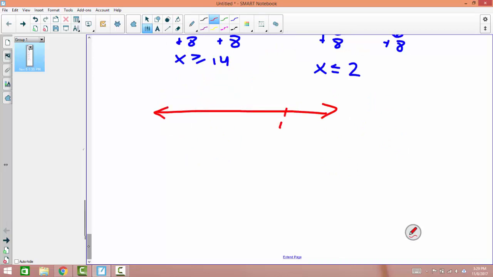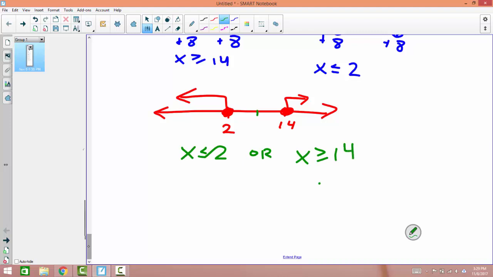So at 14, you have a closed circle with an arrow right. At 2, you have a closed circle with an arrow left. This time if you plug 0 in, it'll work, so you don't want to plug 0 in. You can plug anything in between. 10 might be a good one to plug in. And when you plug it into both, it doesn't work, so you know you did it right. So you can write this as x is less than or equal to 2. Usually the smaller one goes first. Or x is greater than or equal to 14.